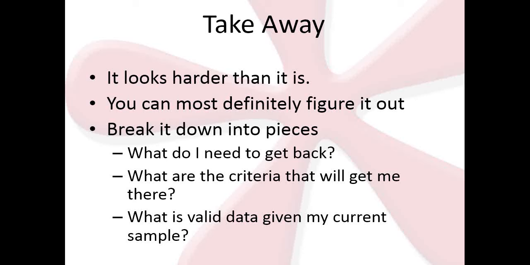Figure out what you need to get back. What are the right criteria? What are the questions you need to be asking? What's the valid data given your current sample? You can't plan for every single piece of data that's ever going to be thrown at you, but you can look at your current sample set and get a pretty good sense of what the data is going to look like. You're familiar with data. You've been building forms. You know what data looks like.